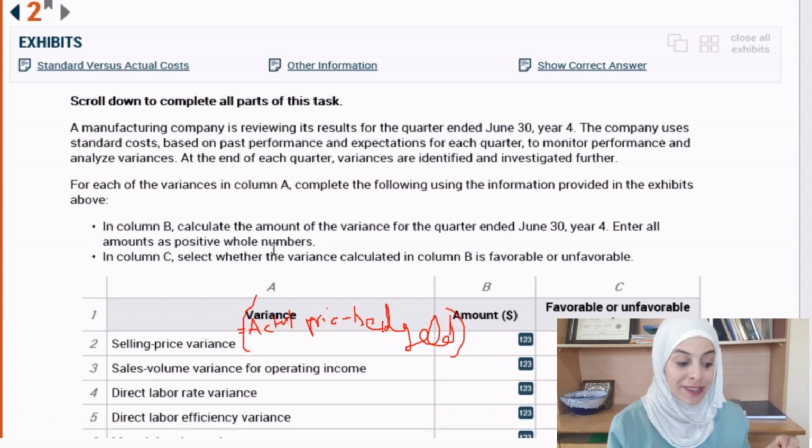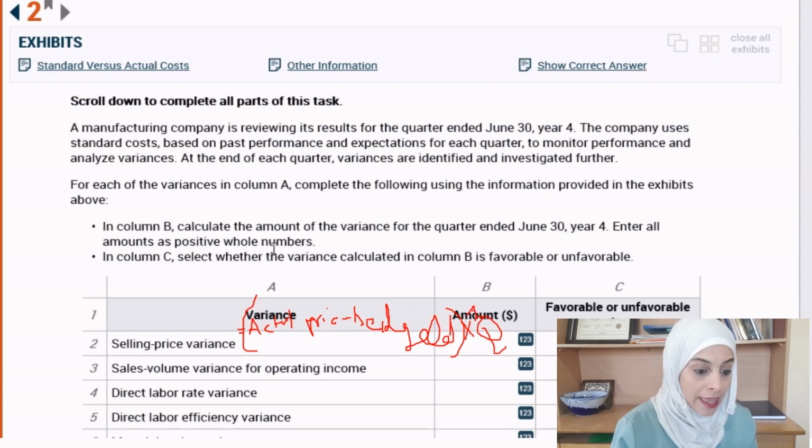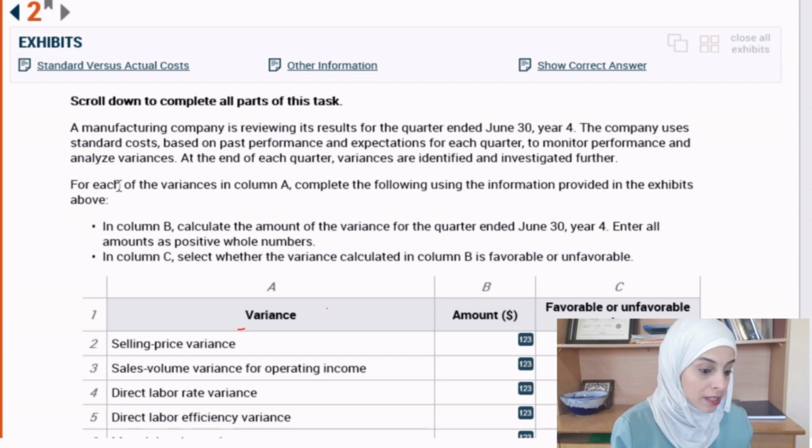So from its name, selling price variance, you must take the difference in the price between the actual and the budgeted price times the actual quantity sold. Here we're going to look for the price. Where can we find the actual price and budgeted price? We're going to go to the exhibits, right? That's why you should always review all the exhibits and pay attention to them.